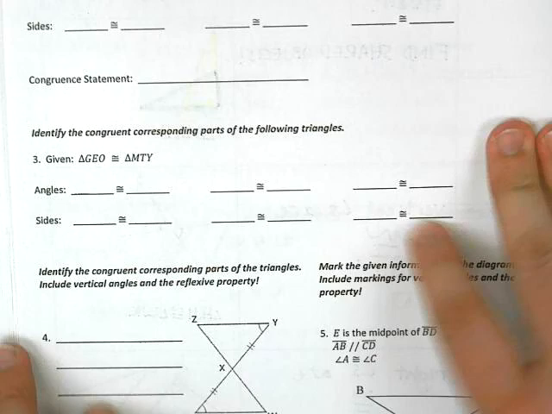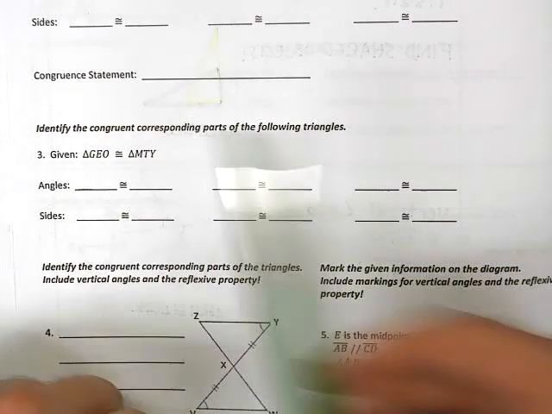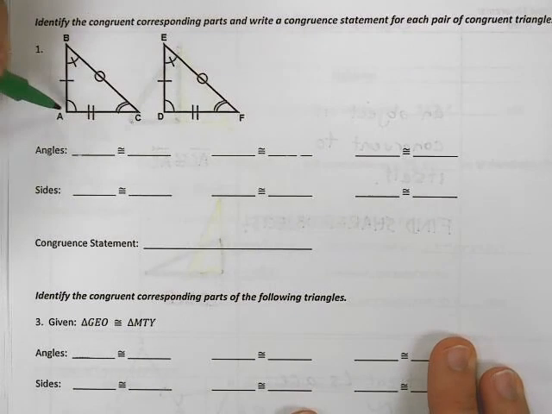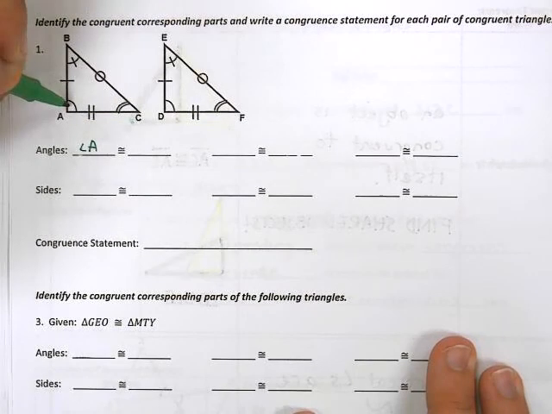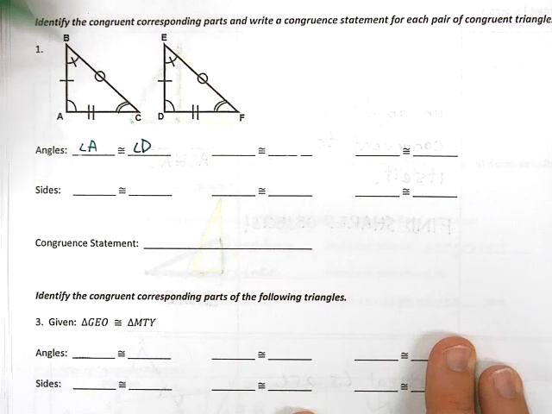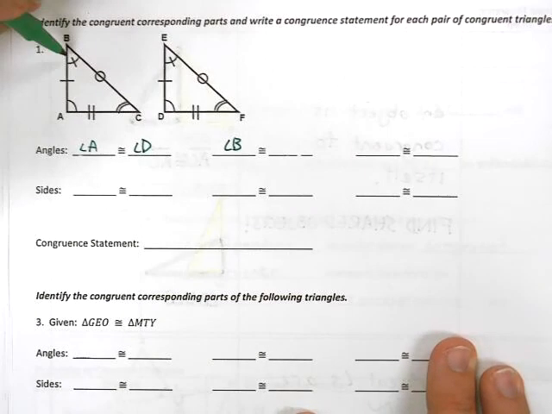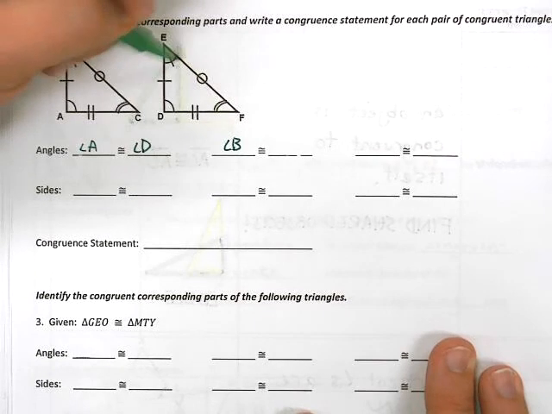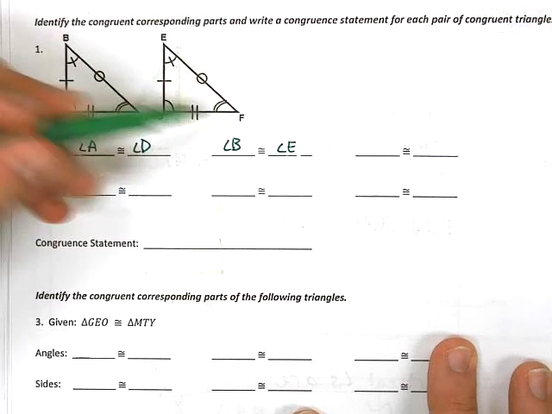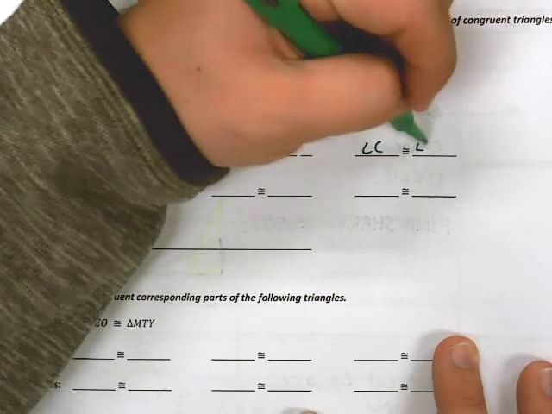Alright, in problem number 1, it says to identify the congruent corresponding parts and write a congruent statement for each pair. Alright, this is just matching up angles and sides. So just look at arc marks, tick marks, etc. Let's do angles first. So angle A, which is a single arc mark, lines up with angle D, right? Then let's say angle B, which is a single with a dash. E is a single with a dash, so angle E lines up with B. And lastly, doubles C and F. Cool.